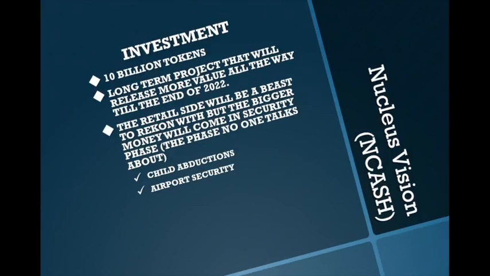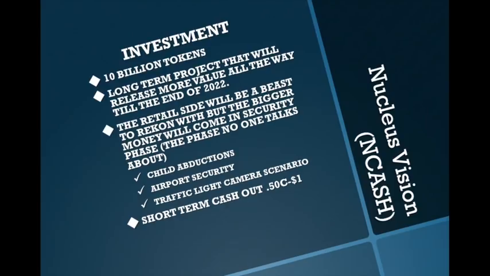Child abductions, airport security, traffic light camera scenario that I just told you about. So short term, if you want this in very fast, within the next 1 to 2 years, you're probably looking at 50 cents to $1. So you want to cash out. It'd take, like I said, 1 to 2 years to get there, but that's very good short-term growth. Long-term cash out, $5 to $6, potentially more.